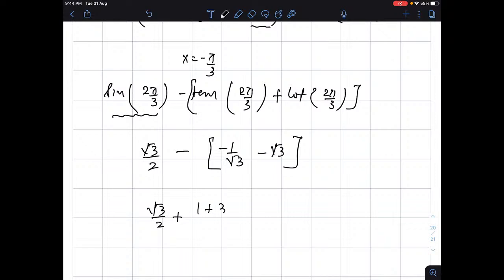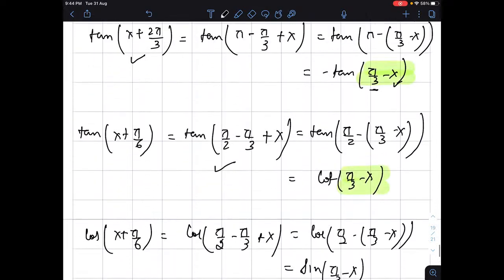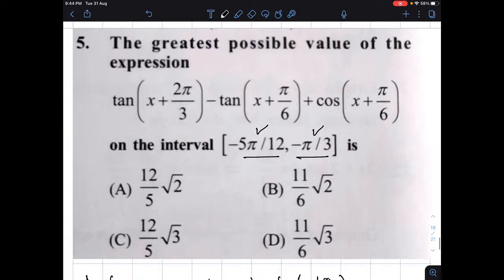plus 1 plus 3 by root 3 we will have over here. That will become 3 plus 8 upon 2 root 3. That will be 11 upon 2 root 3. That will be 11 root 3 upon 6, the final answer for this question. So let's see if we have any option like this. Guys, option D will be the right answer for this question.